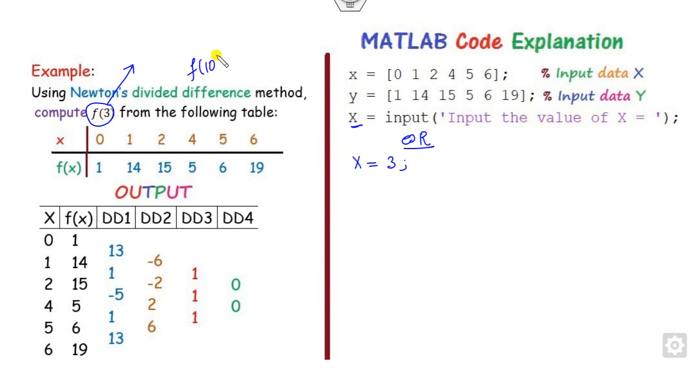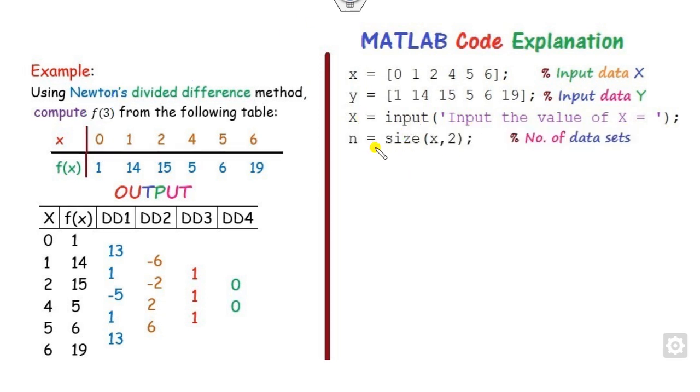If you want to calculate the value of f of 10, then instead of 3 you have to use 10. But if you want it user defined, you can use the input for the value as here. After that, you have to think about the number of data sets here, how many data sets there are. This is 3, 4, 5, 6, so it will give you the answer 6.